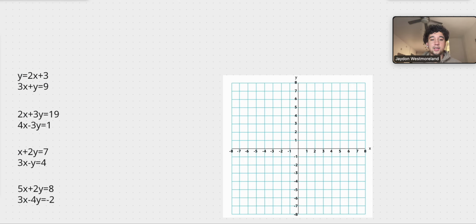Something new. This is systems of equations, something that I was doing with a student today, and I kind of wanted to bring it to you guys. So what is a system of equations? Essentially, a system of equations is the intersection between two lines, right? That's what we're solving for, the point of intersection.